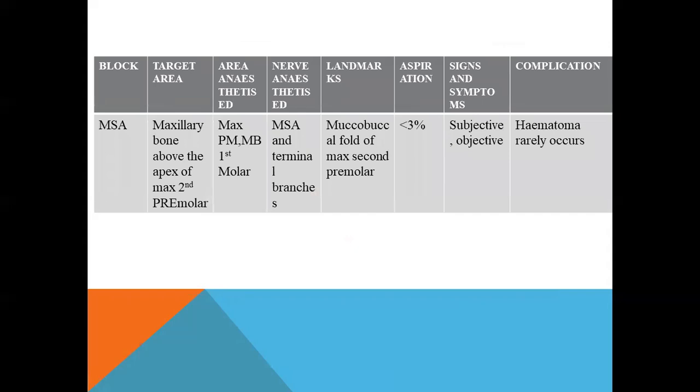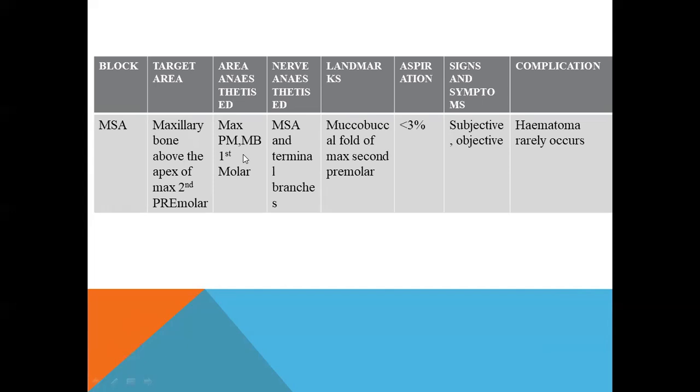Coming to the summary of the MSA: the target area is above the apex of the maxillary premolar. The area anesthetized will be both the first and second premolars and the mesiobuccal root of the maxillary first molar. The nerve anesthetized is the maxillary MSA along with its terminal branches. The landmark is the mucobuccal fold of the maxillary second premolar. Post aspiration occurs in less than 3% of cases. Both subjective and objective signs and symptoms will be there.